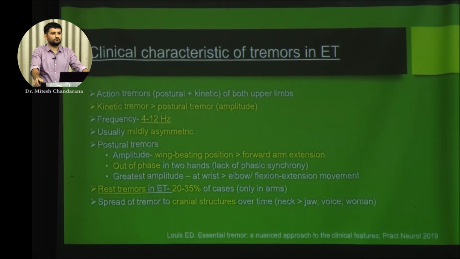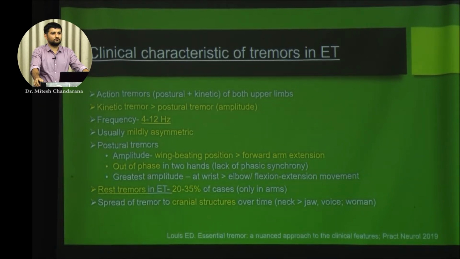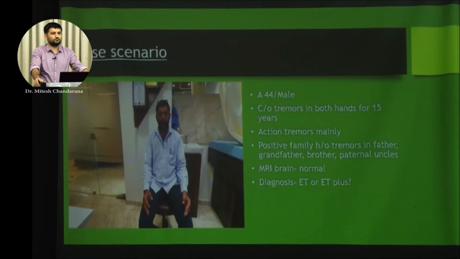Rest tremors in ET are also found in 20 to 35% of cases. It is only found in the arms. With the progression of ET, there is a spread of tremor to cranial structures over time, like neck, jaw and voice. It is more common in women with ET, particularly neck tremor.